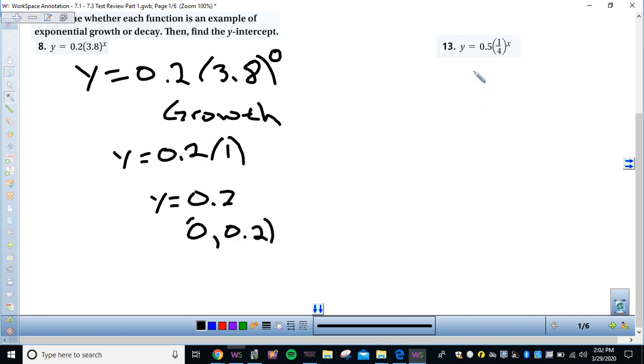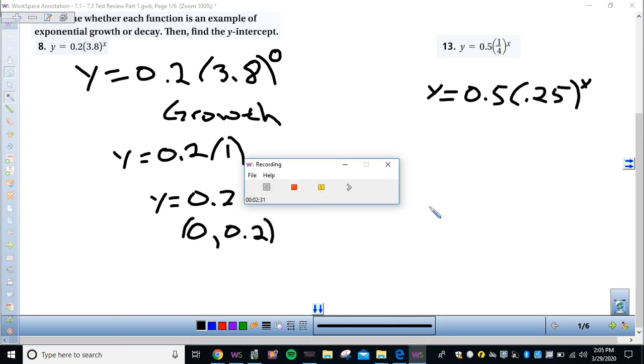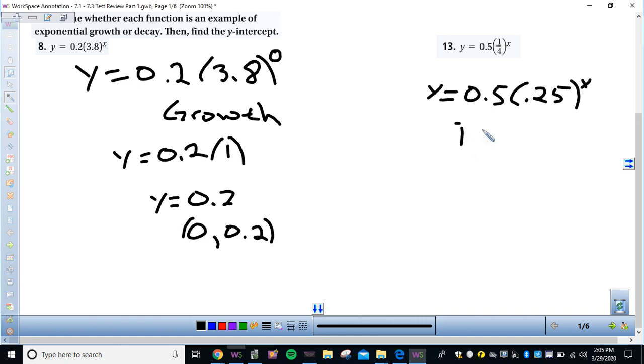That is our y-intercept. So if we look over here at problem 13, we're looking at the b term here. It's written in fraction form. So 1 divided by 4 is 0.25. I'm just going to rewrite it. So we have 0.5 times 0.25 to the x power. When we're looking at that 0.25 right here, we can see that that is less than 1, in between 0 and 1. So this one is a decay.